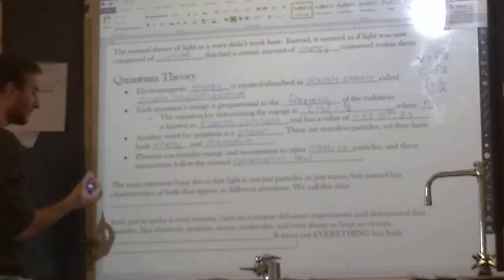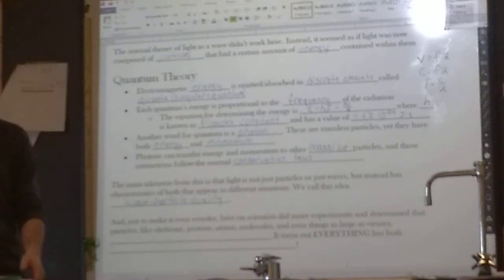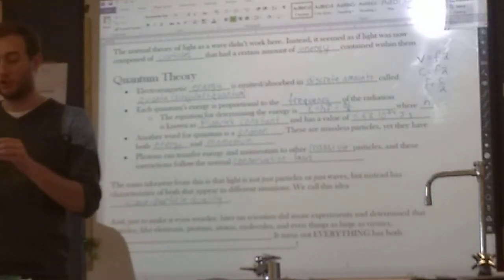And we have a name for this idea that light has both wave and particle properties, but it's something else entirely. That idea is known as wave-particle duality. Wave-particle duality. So you might think that this is the end.